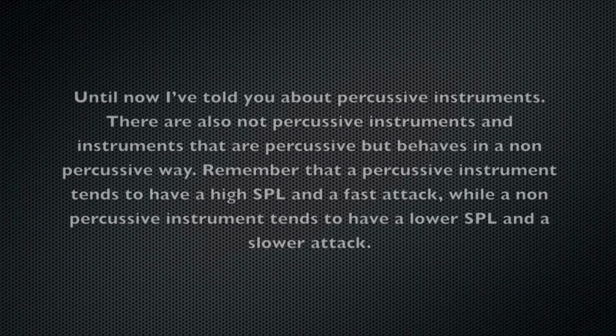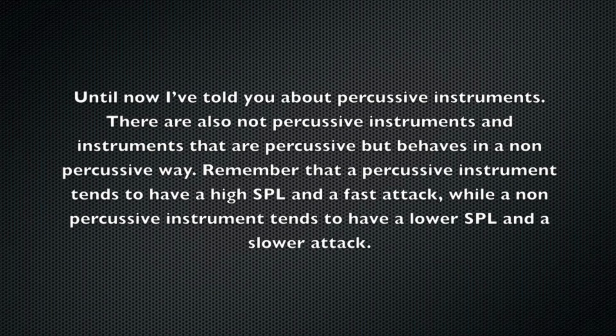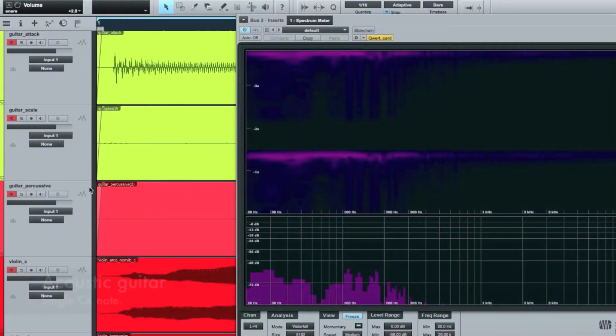So until now I've told you about percussive instruments. There are also instruments that are percussive but behave in a non-percussive way. Remember that a percussive instrument tends to have a high SPL and a fast attack, while a non-percussive instrument tends to have a lower SPL and a slower attack. I recorded a sample of an acoustic guitar note. You can hear it.